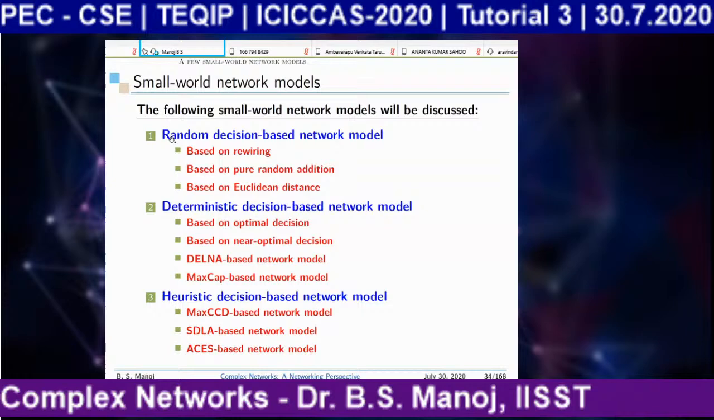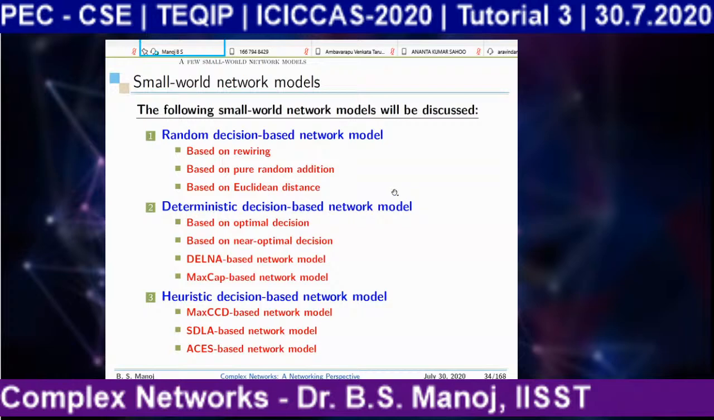We can classify the entire set in three possible ways. One is a random decision based network model, where a random decision is applied to turn a regular network into a small world network. Second is a deterministic decision, where you have a very clear deterministic value-based or policy-based decision that converts a regular network into a small world network. Third is applying heuristics, simple heuristics that can work well, and in many cases heuristics are very useful in getting interesting properties of a network.